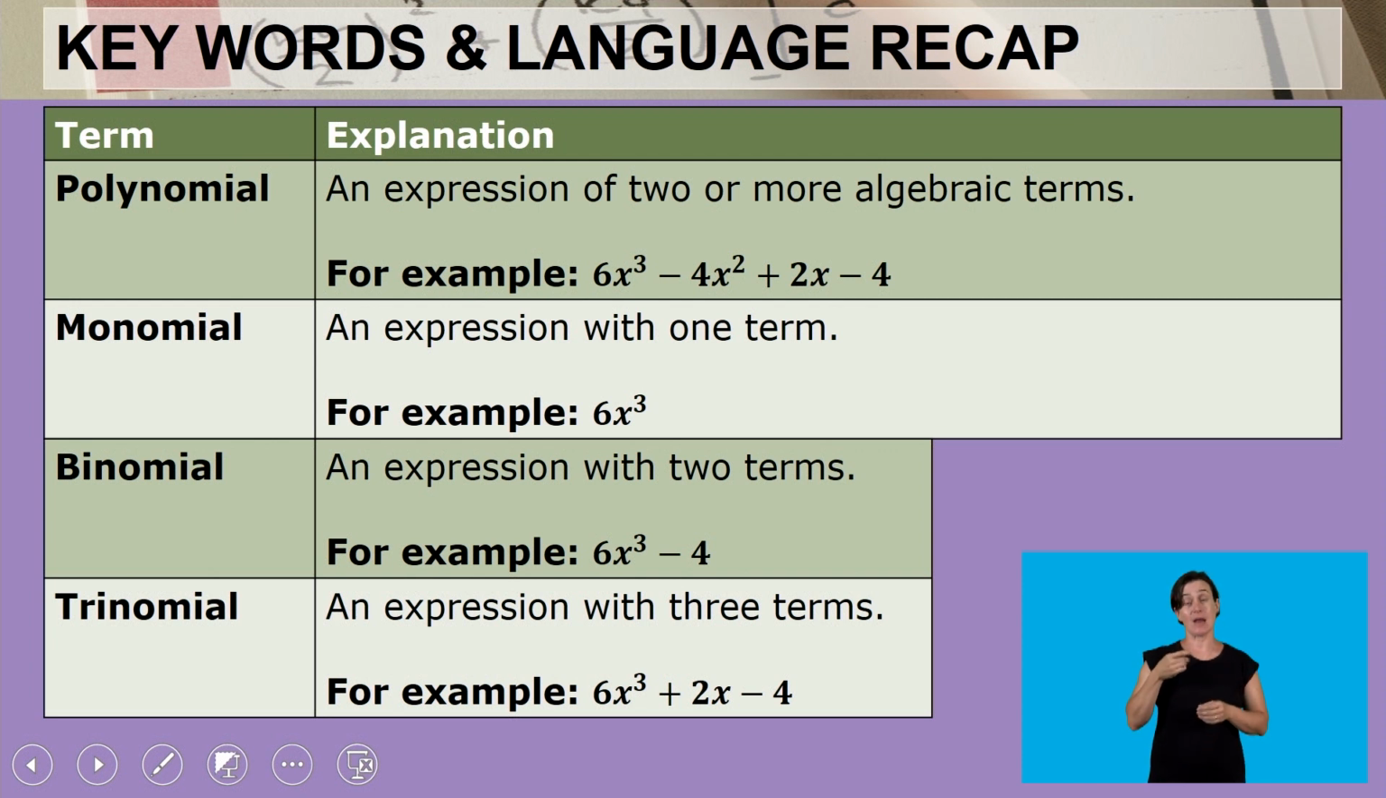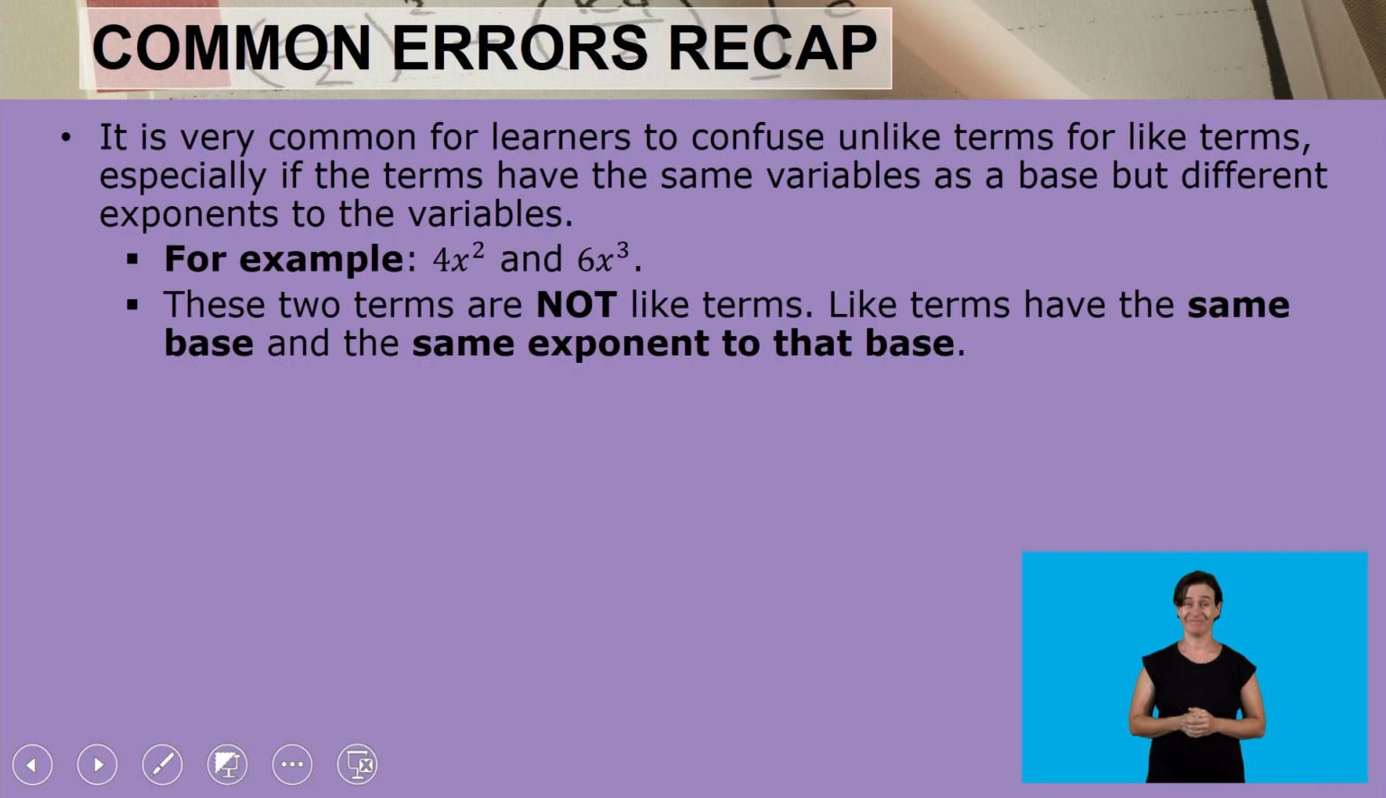Let's look at those common errors or things that you should keep in mind when you are working with algebraic language. Well, the first one there is that it is very common for learners to confuse unlike terms for like terms, especially if the terms have the same variables as a base but different exponents to the variables. Now, for example, we have the 4x squared and 6x cubed. Now, they might look like they are like terms, but because of those different exponents, then it means that they are unlike terms. So remember, these two terms are not like terms.